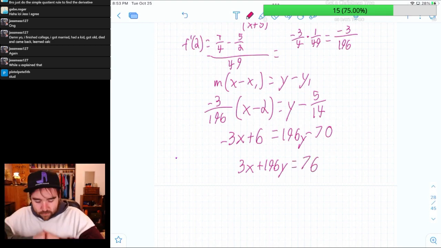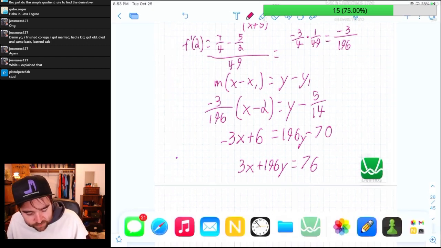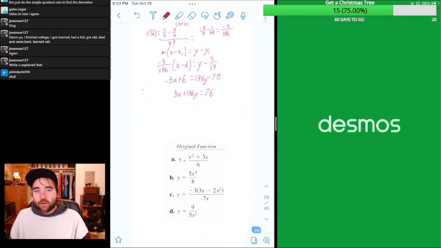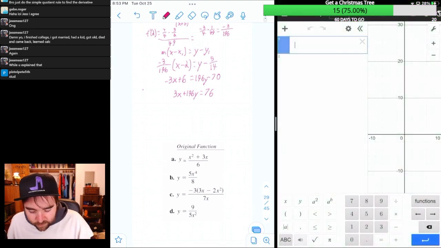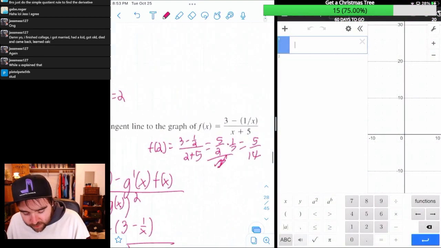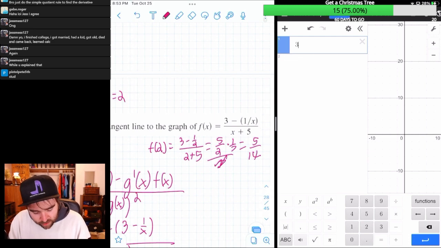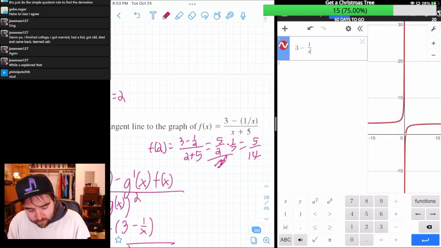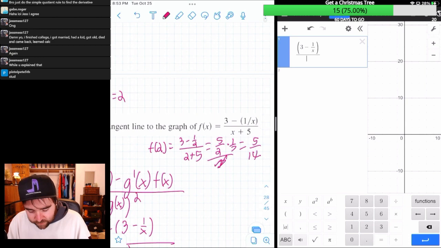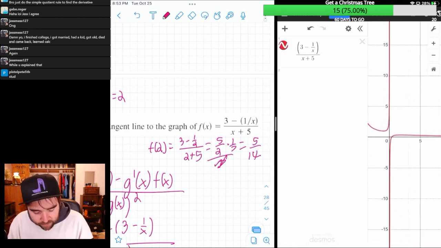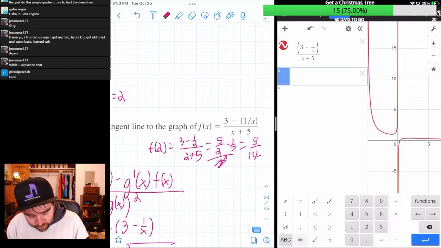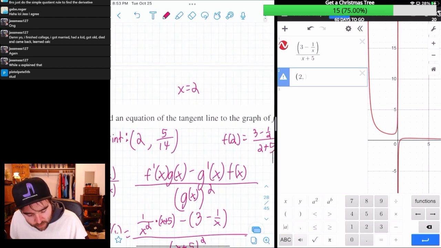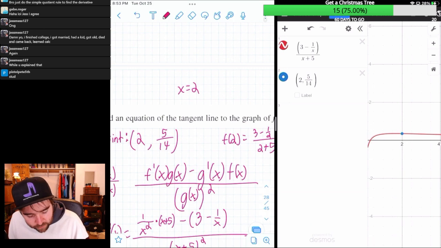That's kind of beautiful. Let's go to Desmos and make sure that's right, though. If it's not, I'm going to be very upset and have to redo the entire thing over. So what was the equation? The equation is 3 minus 1 over x, but then all of that divided by x plus 5. So there's the graph that we were doing. So it kind of looks like it makes sense. So first, let's make sure our point's on the graph. Let's look at the point 2, comma 5 divided by 14. Yeah, there it is right there.